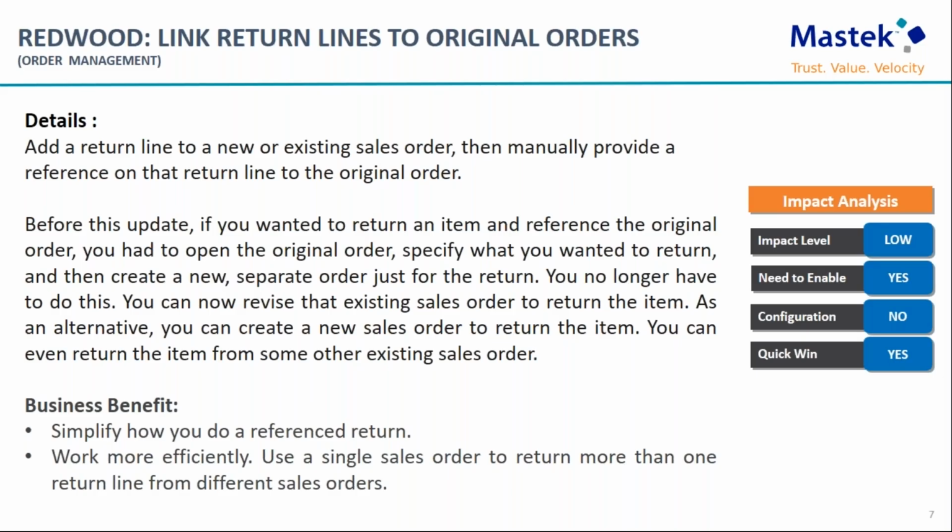The business benefit which this feature provides is that it simplifies how we do a reference return. It works more efficiently. It uses a single sales order to return more than one return line from different sales orders. When we talk about its impact analysis, the impact level is low, need to enable yes, configuration required no, and a quick win yes.